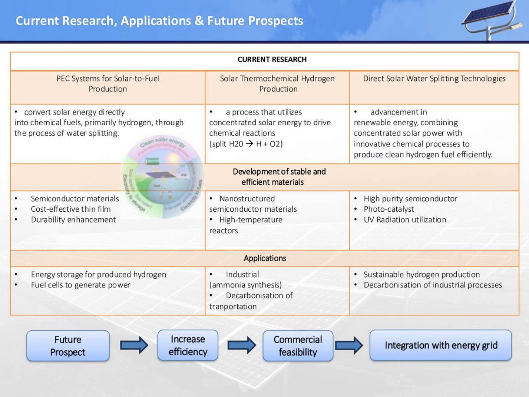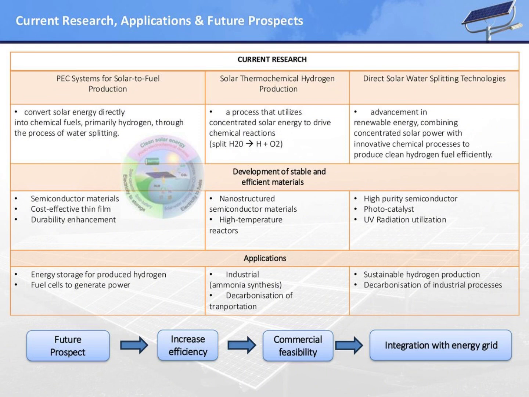So these systems are designed to reduce complexity and maintenance costs, and be more accessible for commercial application. So the application of PEC for solar to fuel production is that they can be an energy storage solution and also used in fuel cells to generate power. So the second one is solar thermochemical hydrogen production.